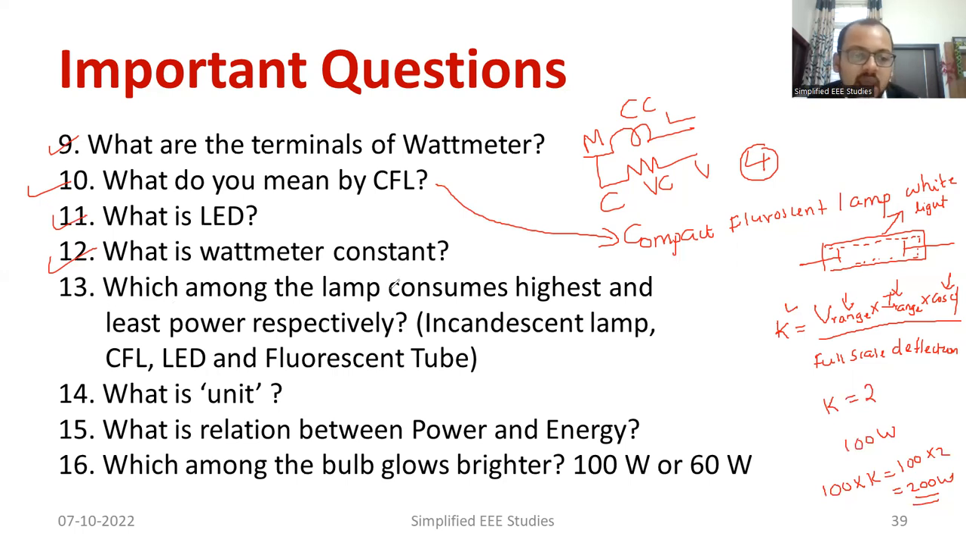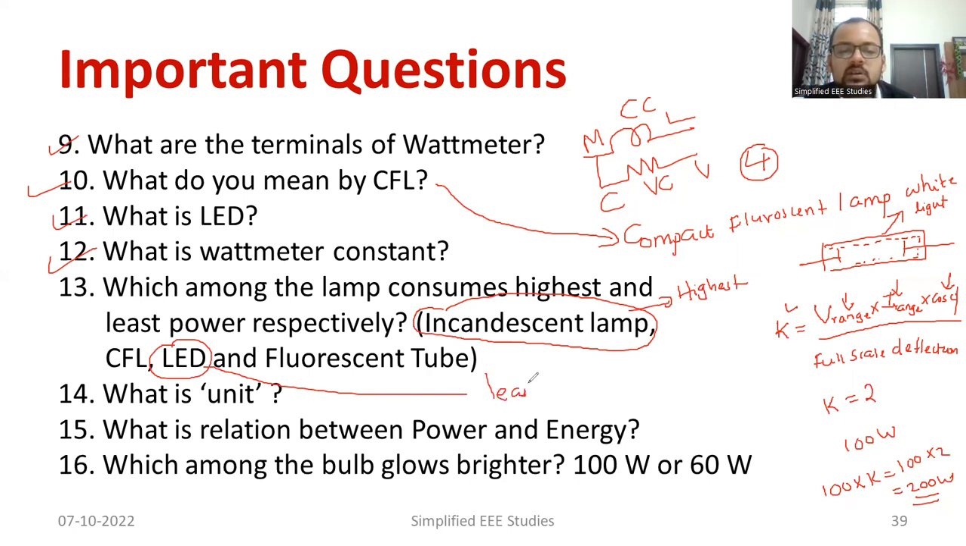So which among the lamps consumes highest power and least power respectively? You know, the incandescent lamp. So here, this is your incandescent lamp. It will be consuming highest power. LED consumes the least power among these. The incandescent lamp operates at unity power factor, almost unity power factor. But LED is operating at a lagging power factor. That you can verify using the experiment.